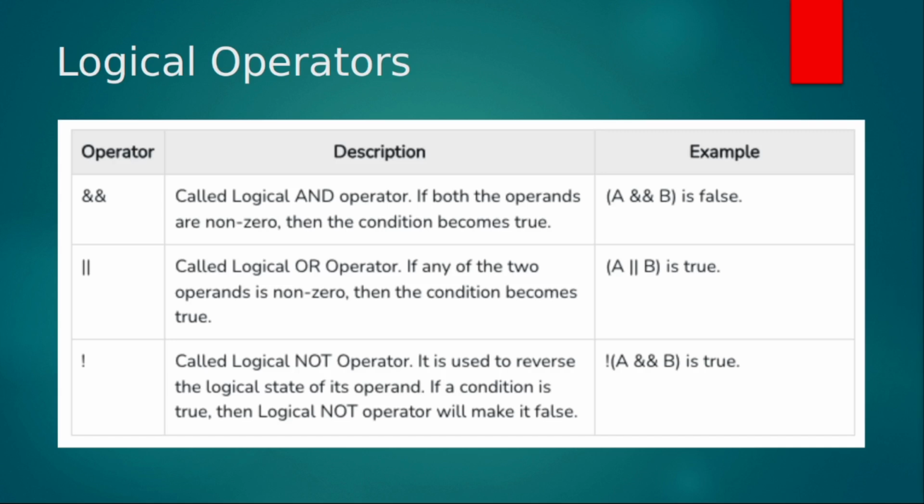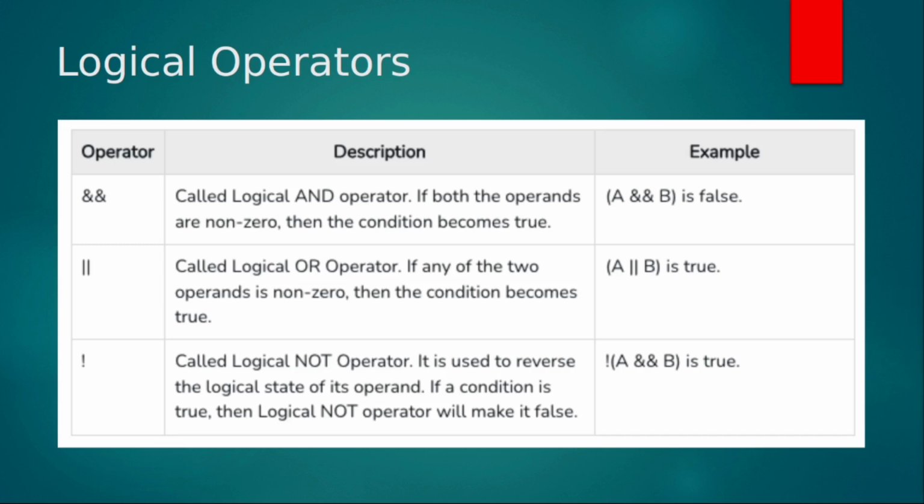And then the logical not operator, which is represented by the exclamation mark, reverses the result of the condition that you already have. It's actually a unary operator. If you have a condition that evaluates to true, by the time you use the logical not, it evaluates to false. And if it was false before, then it evaluates to true.